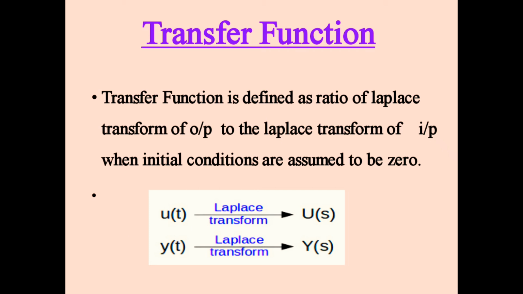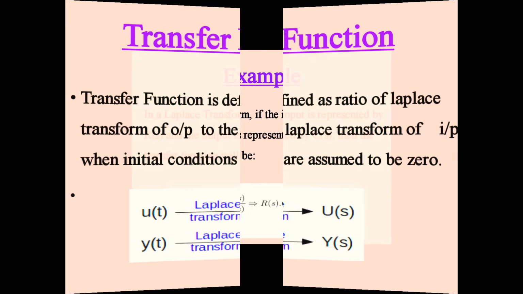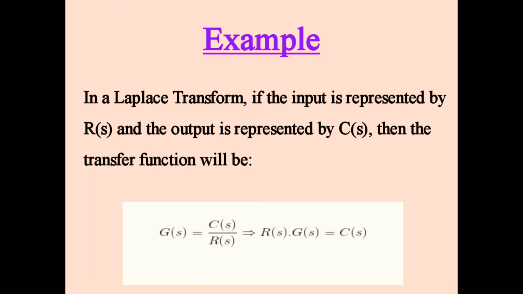For example, if we consider u of t as an input signal in its time domain form, then its Laplace domain form will be u of s. And if y of t is an output signal in its time domain form, then its Laplace domain form will become y of s. Example, in Laplace transform, if the input is represented by r of s and output is represented by c of s, then the transfer function will be g of s is equal to c of s, that is output, upon r of s, that is input. Rearranging this term, we get output c of s is equal to r of s into g of s.